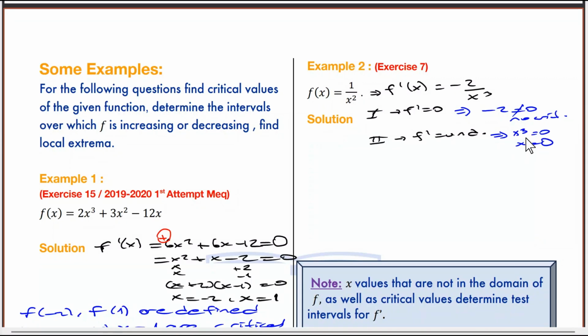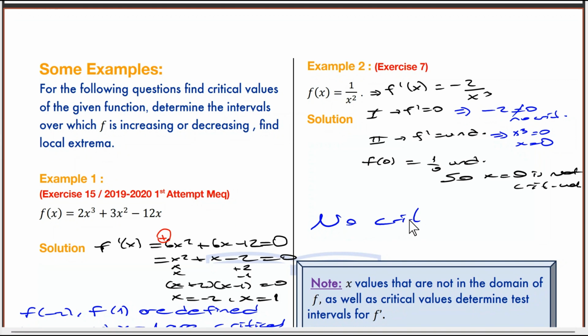Remember the definition. In order for us to know whether the result is critical value or not, we have to make sure that it makes the function defined. So when I put this back in the original function, f of 0, is this defined? 1 over 0 undefined. So x equals 0 is not a critical value. So we don't have a critical value for this function then.